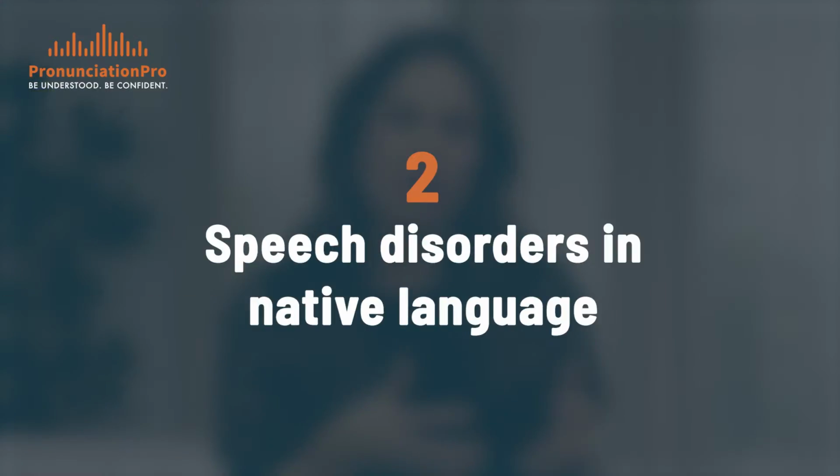The second thing that can affect the way that you are speaking English or producing sounds in English is if you have a speech disorder in your native language, that is going to carry over into the way that you speak English. So if you have any kind of issue with articulation in your first language, the way you're producing the sounds of your first language, or language issues, you struggle with the sentence structure of your native language, that is going to carry over into English.